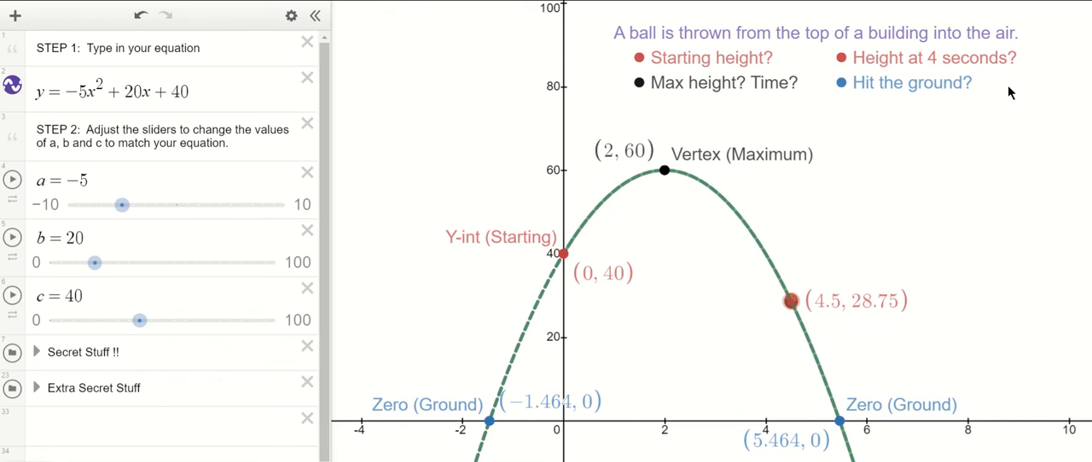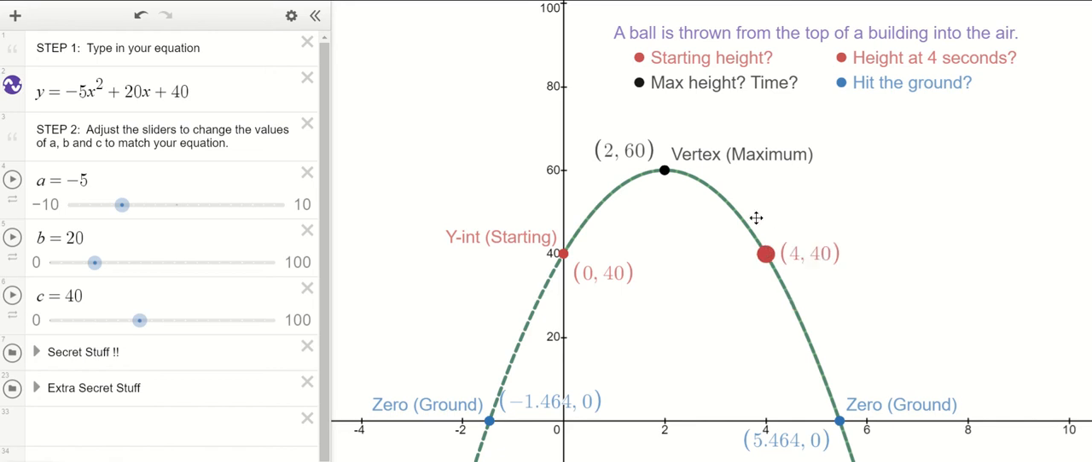In the next part of the activity, we've replaced the building and the ball with a little more mathematical situation, but it is still basically the same question. The ball is thrown from the top of the building into the air. Determine the starting height, the height at 4 seconds, the maximum height, and the time the ball hits the ground. Over on the side, we now have an equation. This particular equation is a quadratic, a parabola. This parabola shown right here.